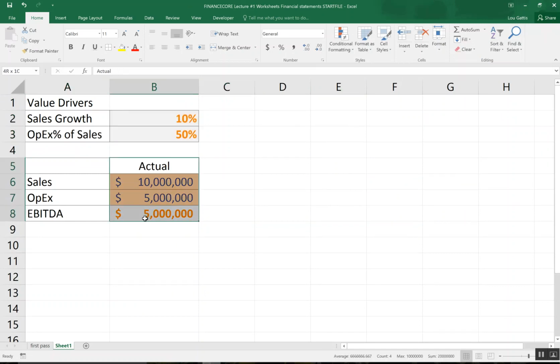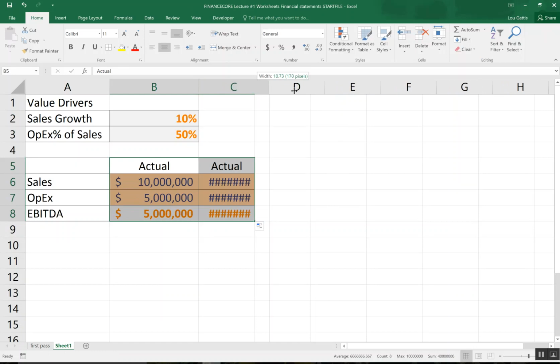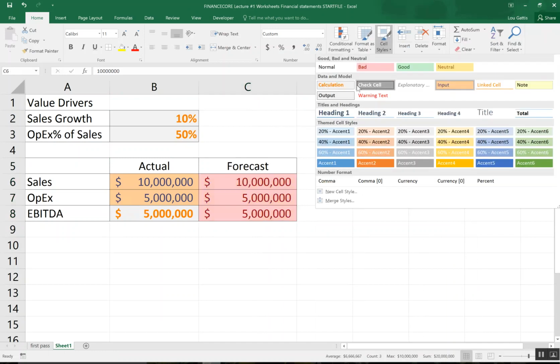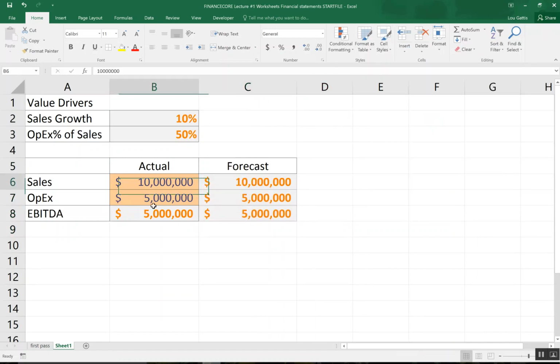And now I'm going to forecast next year. I'm going to copy this over by dragging. I'm going to change this to forecast and change all these to calculation. And the only reason I dragged it is really just to get those dollar signs over because it copies the formats. And I'll delete this.